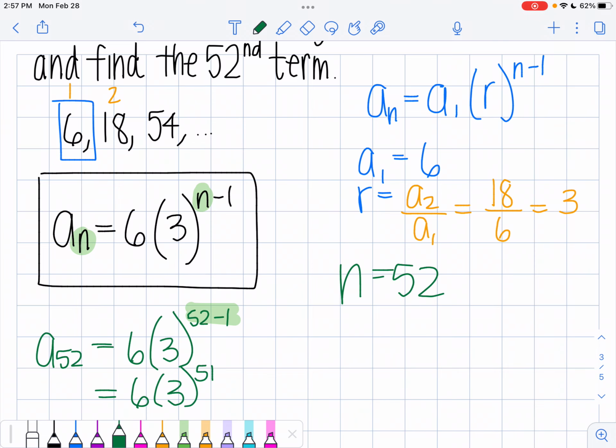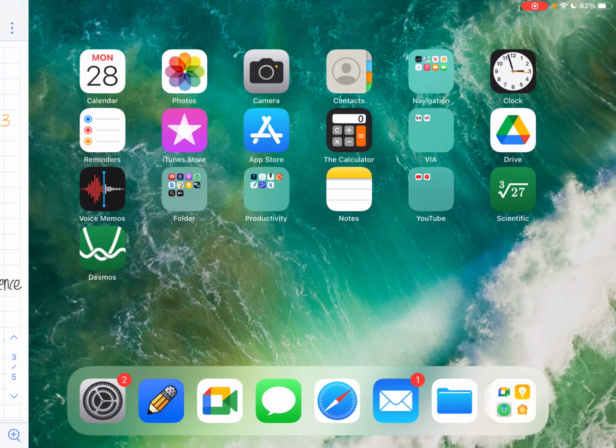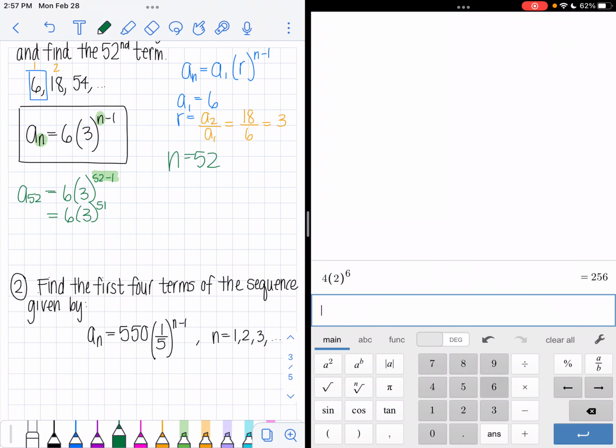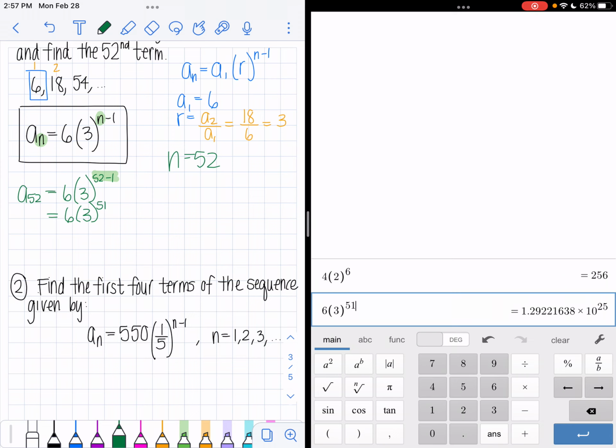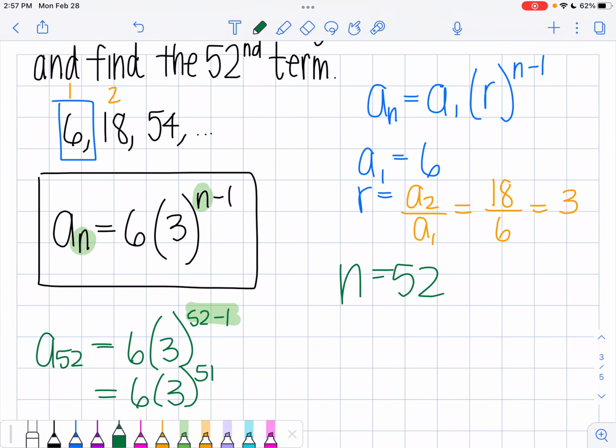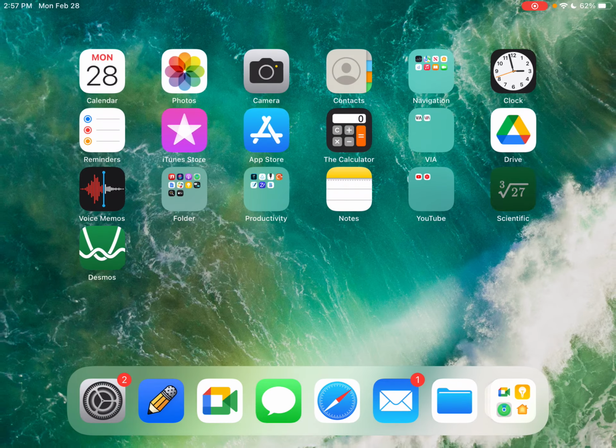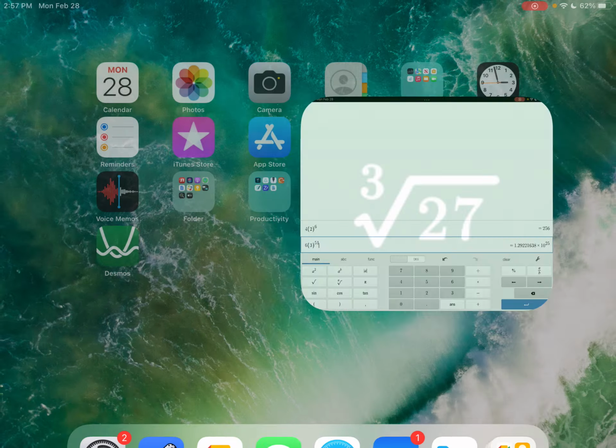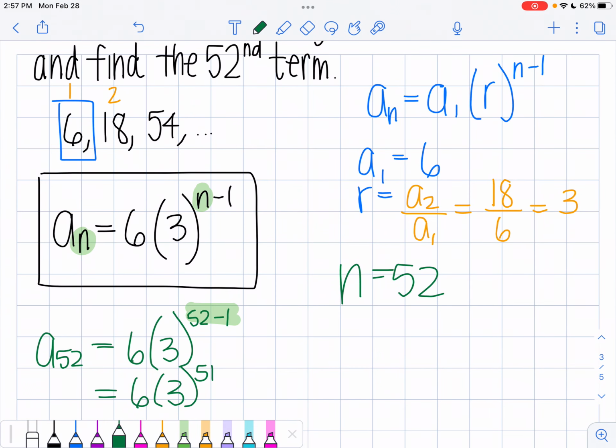Okay, and I'm going to plug that in on my calculator. Over here I have 6 times, parentheses, 3 to the 51st power. I get a really huge number, 1.2922 times 10 to the 25. So that's written in scientific notation, and that's okay. So a sub 52 is 1.29 times 10 to the 25.